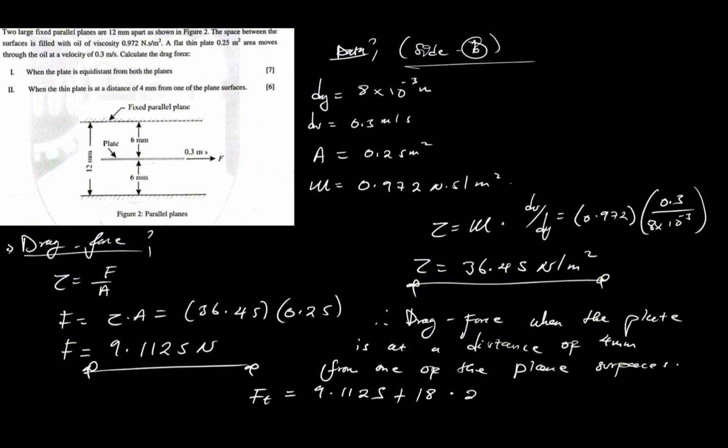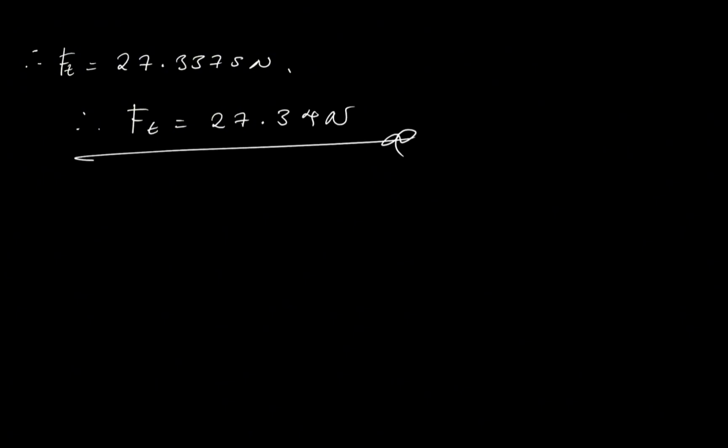18.225. Therefore, our conclusion will be, therefore, the effective drag force is the sum of 9.1125 plus 18.225, which is 27.3375 newtons. And if I choose to round this off to 2 decimal places, this would be 27.34 newtons. So this is how we go about solving this type of problem.